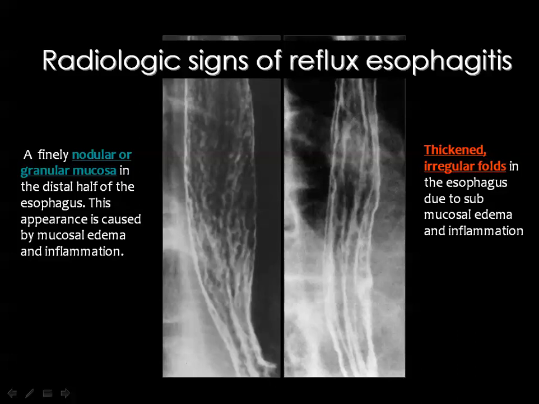Repeated gastroesophageal reflux will result in reflux esophagitis, and this is a progressive disease starting with a nodular or granular appearance of the mucosa, which is caused by the edema and inflammation secondary to contact with the gastric juice. Then later on, these edematous folds will be thickened and irregular. As you can see, the folds of the esophagus are very thick and of irregular outline.